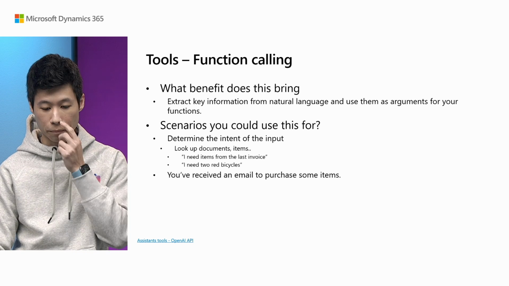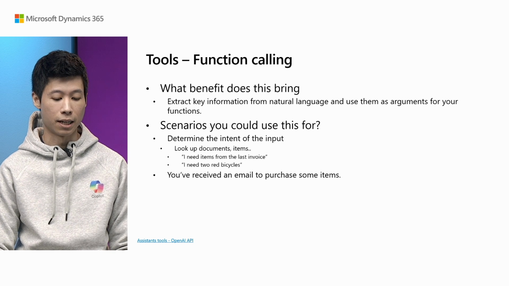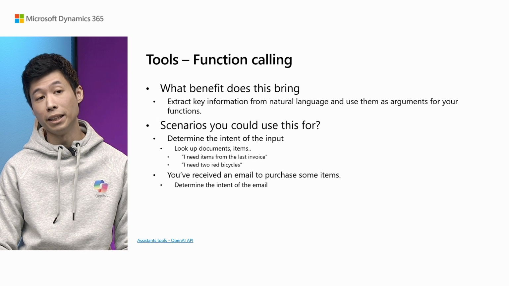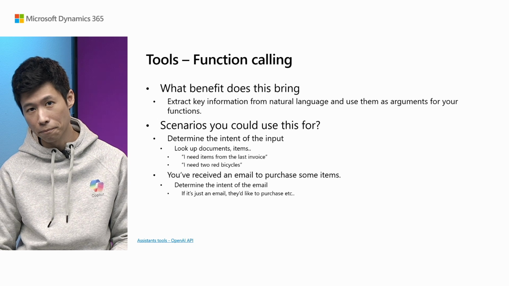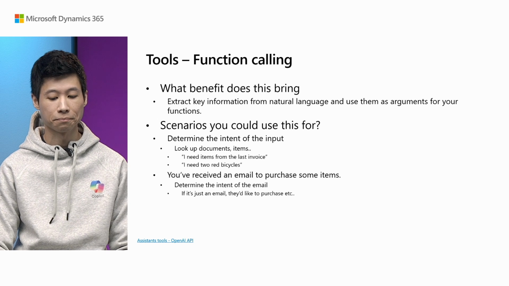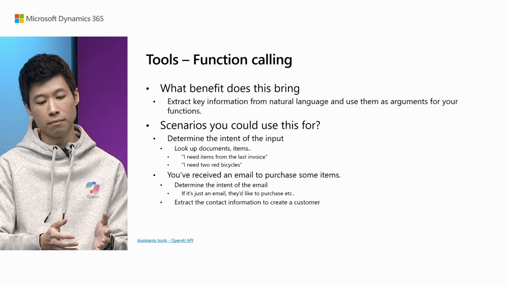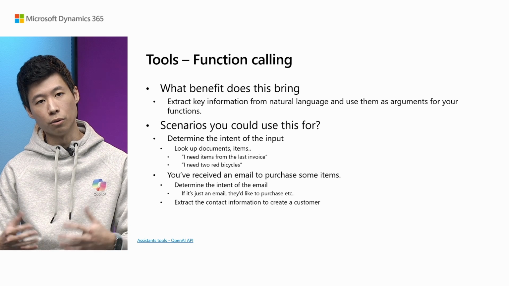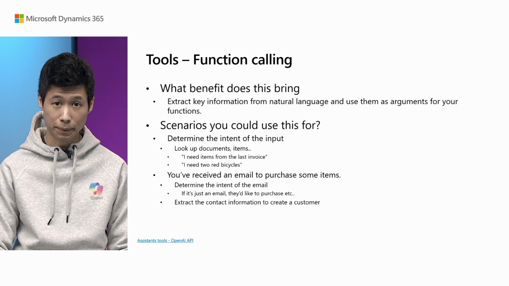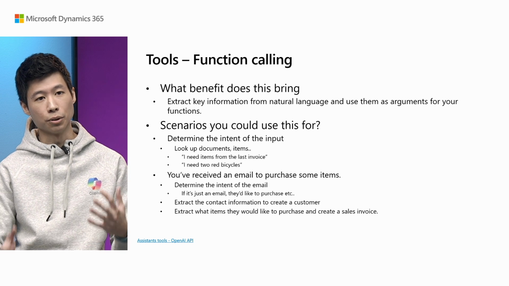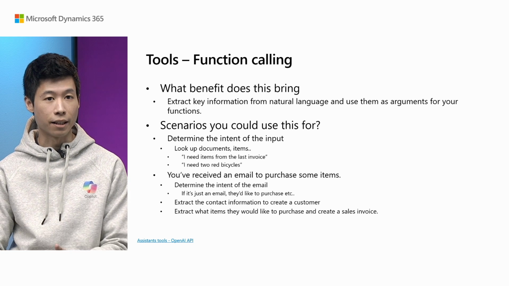A larger example would be you receive an email, and in this email, they would like to purchase some items. So firstly, you need to determine, OK, what's the intent of this email? Is it just a regular email, or would they like to purchase something? From there, once you've determined, OK, this is a purchase intent, now have the model extract the content for creating a customer. And there, you can then also extract the items that they would like to purchase, and then create a sales invoice and send that along to them.